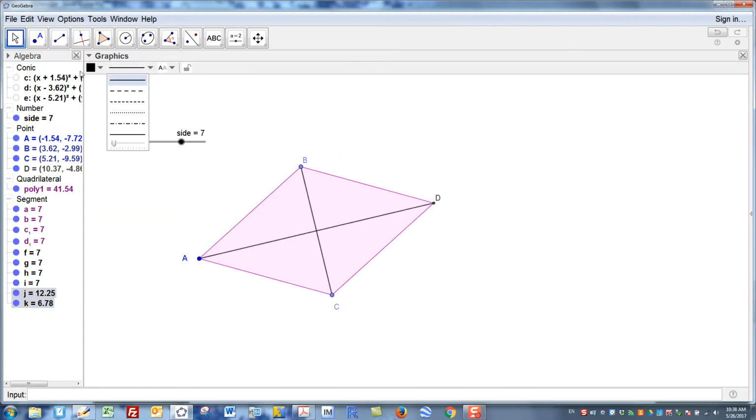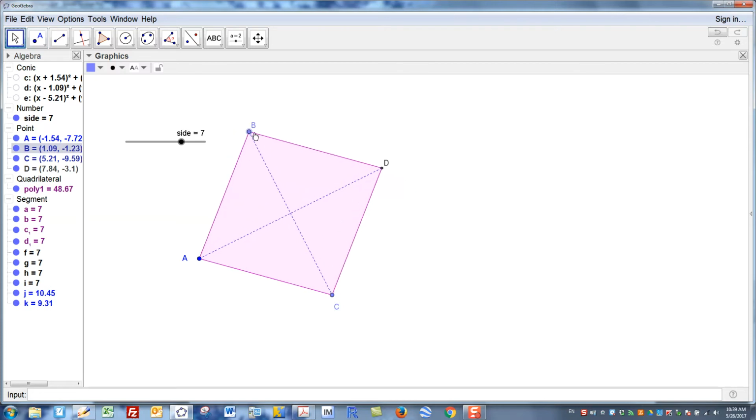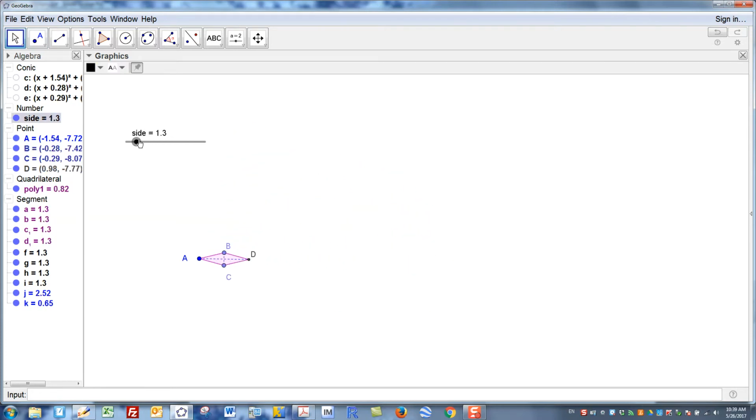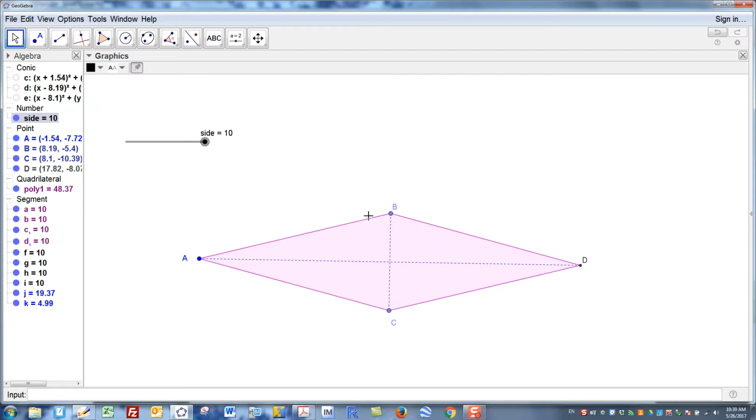So I think I'll change their color maybe to blue and maybe make it a dotted line since these are across the middle. And there we have it. We've got diagonals of a rhombus, and the rhombus is a dynamic rhombus, meaning that it can be adjusted to make any rhombus we want, as long as the side length is between 0 and 10, I guess.